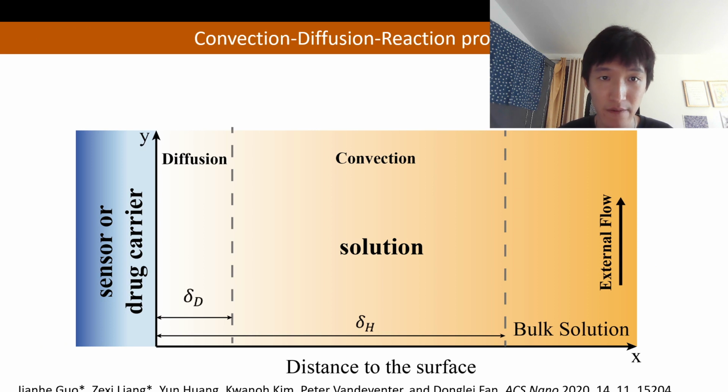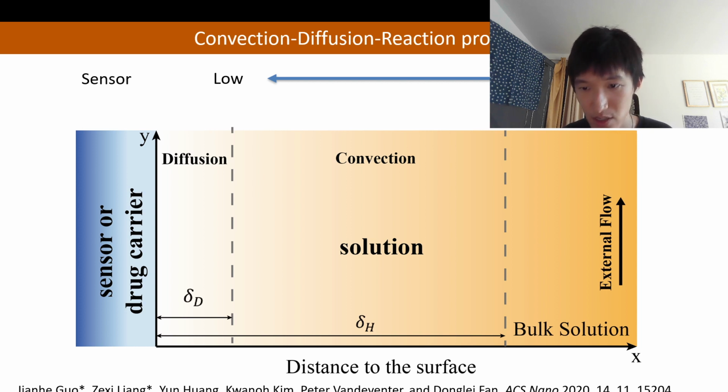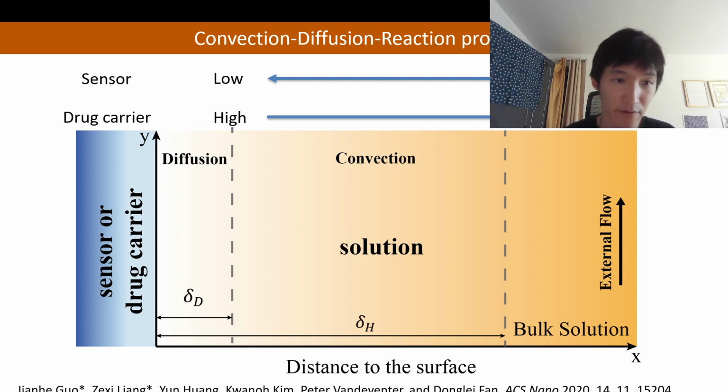Here shows the general picture of the absorption-desorption system. It involves convection, diffusion, and reaction. For example, a sensor usually has a low concentration of analyte near the surface and high concentration in bulk solution. And for the drug carrier, the concentration of the effective component is high near the surface and low in bulk solution at the very beginning. They all involve a diffusion regime, a convection regime, and the external bulk solution regime. In most systems, the diffusion step is the rate limiting step of the entire process. We will demonstrate that in the next few slides.